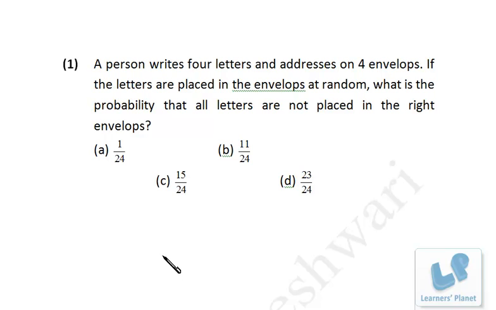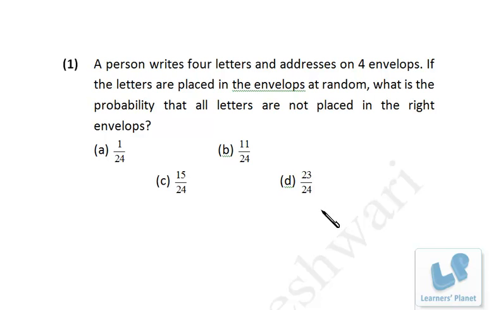Now friends, let's see this question. A person writes 4 letters and addresses 4 envelopes. If the letters are placed in the envelopes at random, what is the probability that all the letters are not placed in the right envelopes? That means at least one letter and envelope combination is incorrect, right?